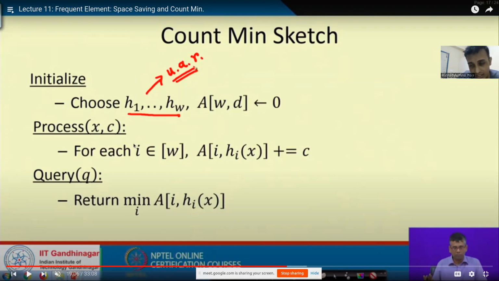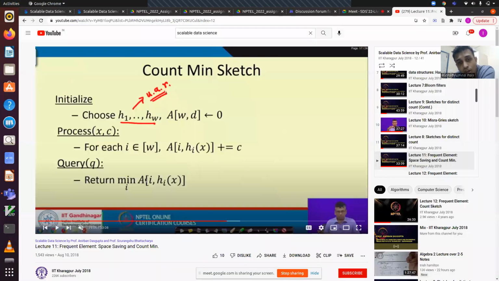So C is 1, let's say, every time. We are increasing the counter. And then when we are checking the count for Q, we are returning the min across all of these. For each hash function, you have a row and a position. You are just taking the min across all those positions.